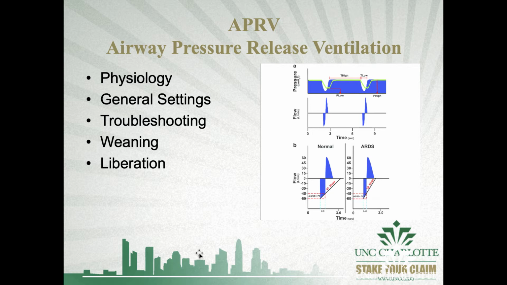We can either increase our P-high, right? So we're going to recruit more lung and we're going to have a bigger drop, so we're going to have a greater delta P. Okay, we can do that. We can also decrease our T-high so we have more releases. Finally, we can also increase our T-low, which would give us more time to expel that gas, right? There's issues with each one of these interventions. So this is why this mode is so difficult to manage, because you really have to critically think.